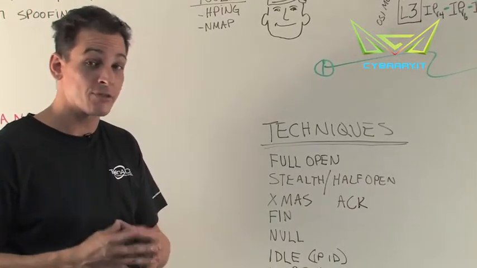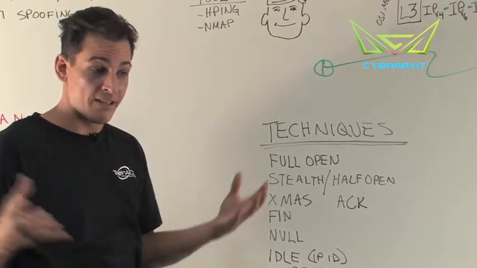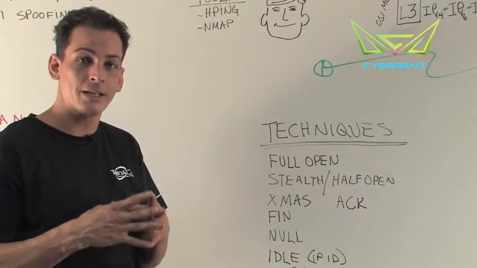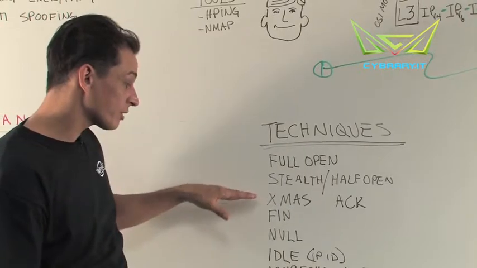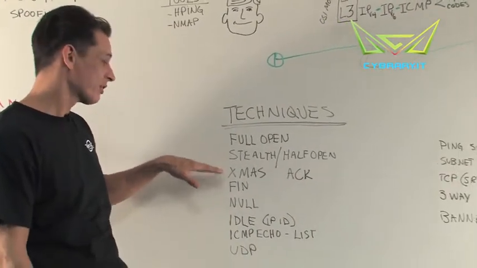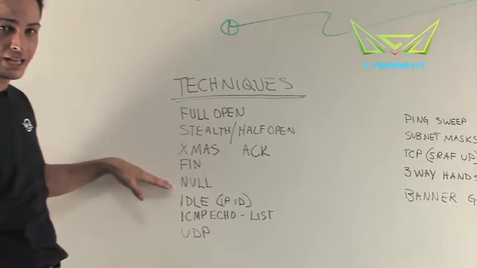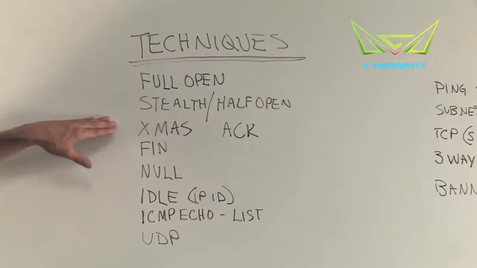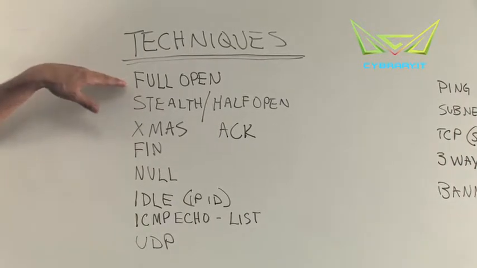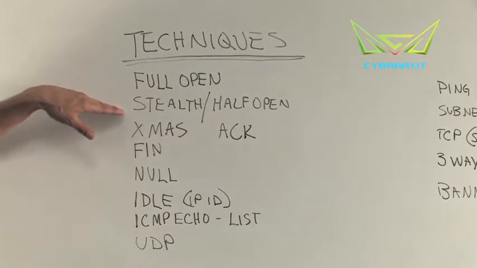Doesn't matter if it's Windows, doesn't matter if it's Unix. If you can connect to it, it has the ability to do a TCP scan. However, some of these other advanced scanning techniques like Christmas scans or FIN scans or null scans, not every system responds to those. But every system should respond to a full open scan or a stealth half open scan.